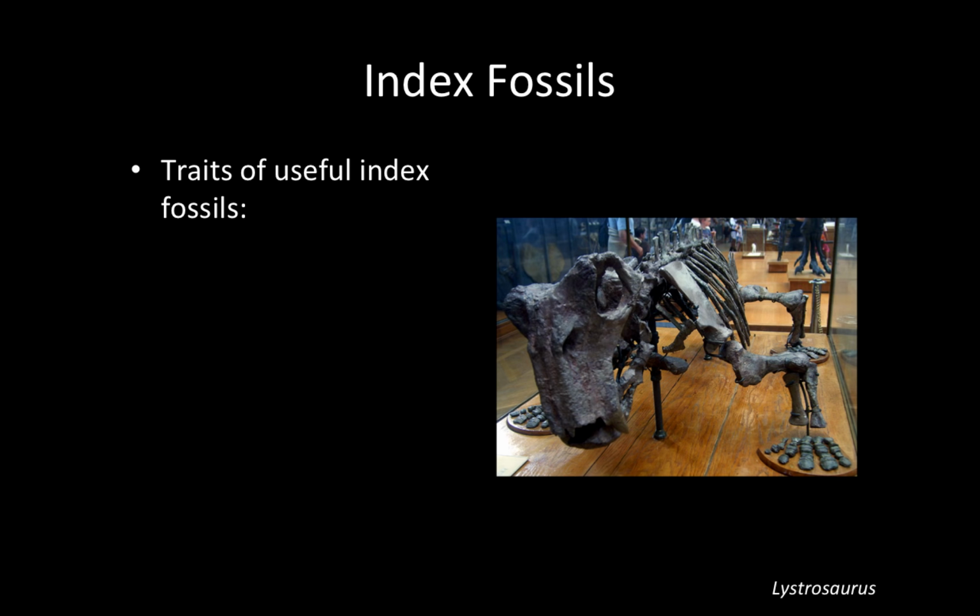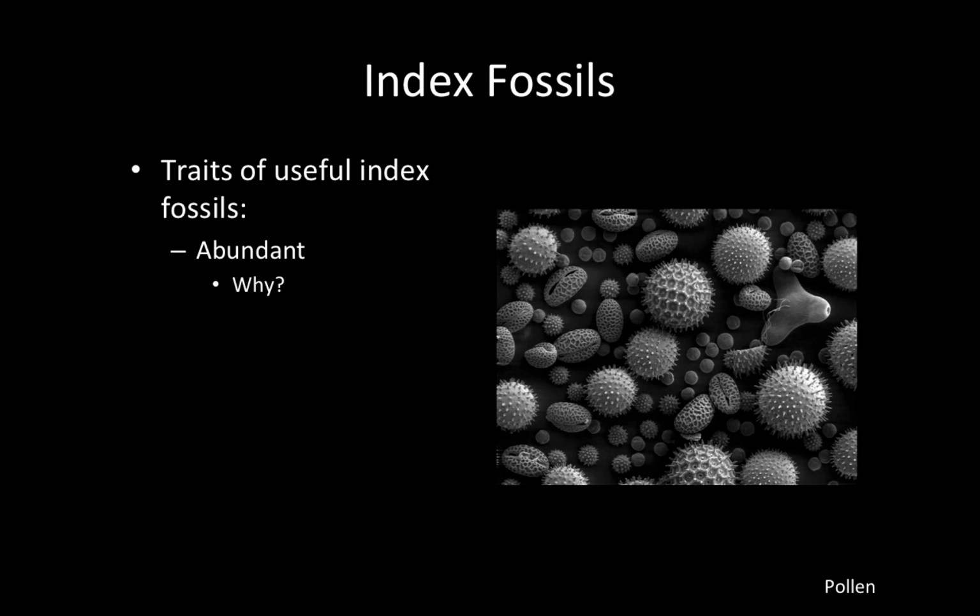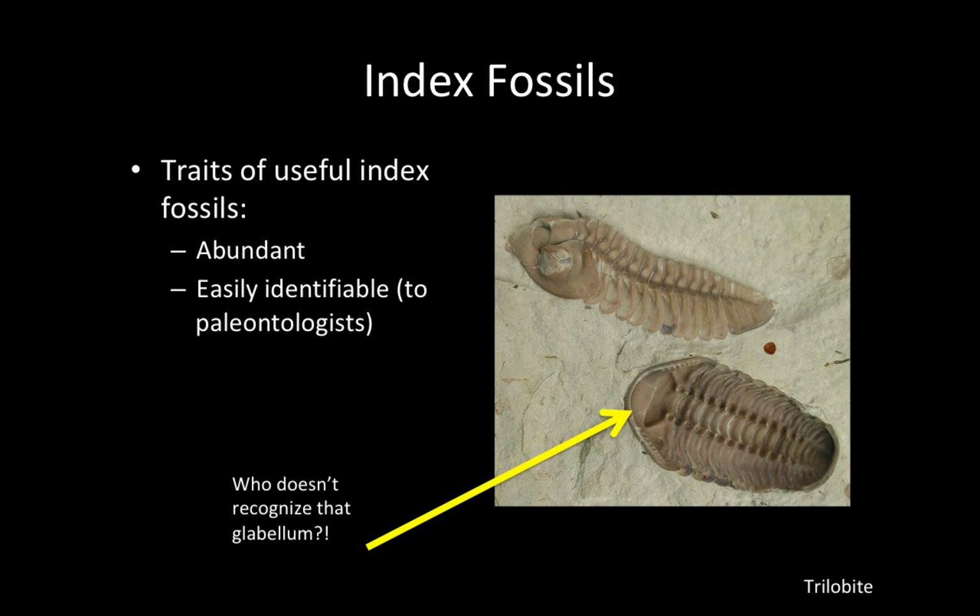But not all fossils make good index fossils. So let's talk about some useful traits. One, it has to be abundant. Here's an example of pollen grains. It should be abundant because we need multiple data points to show where we are. It should be easily identifiable, meaning we need something that just screams, hello, yes, I am this fossil, to a paleontologist.